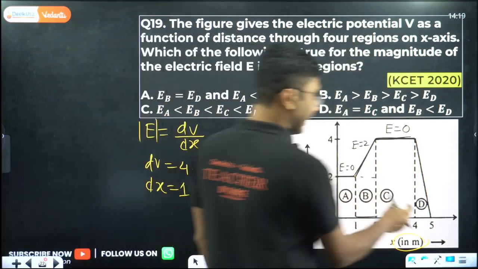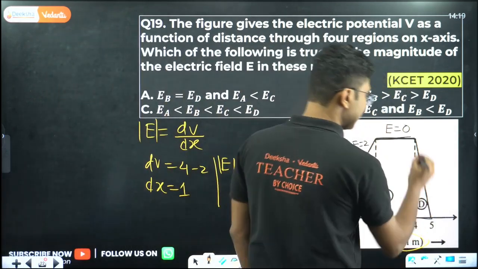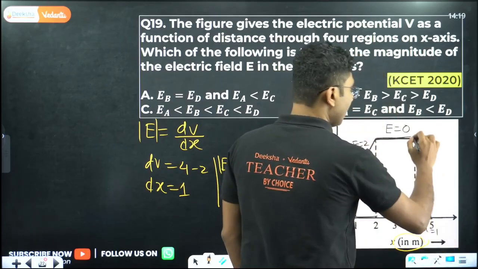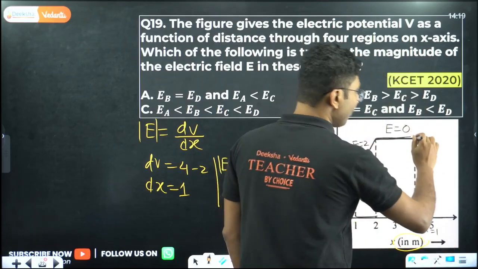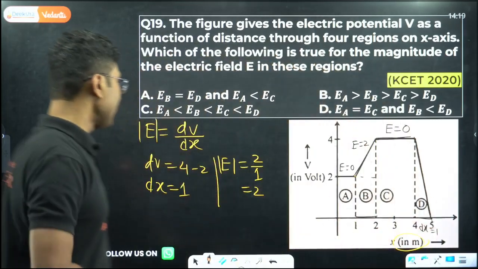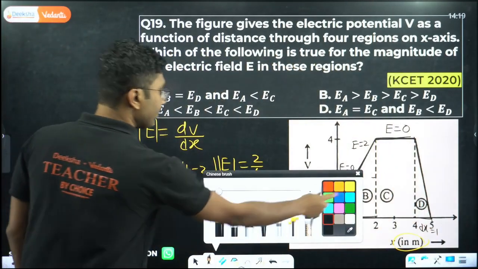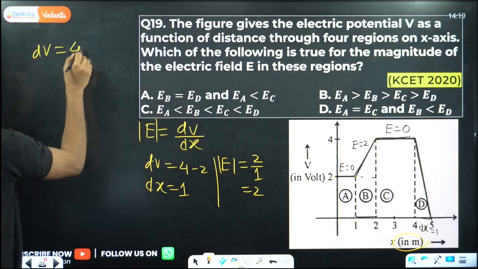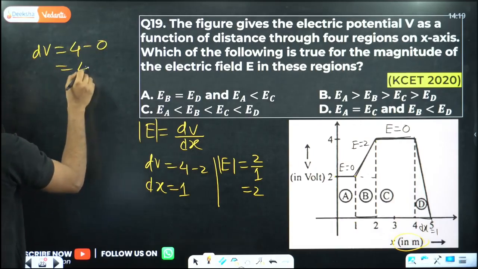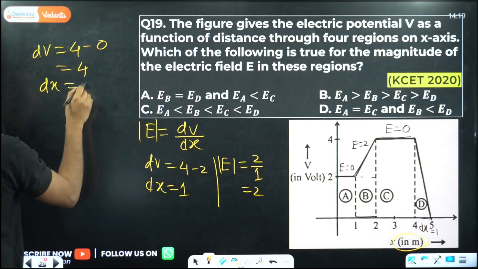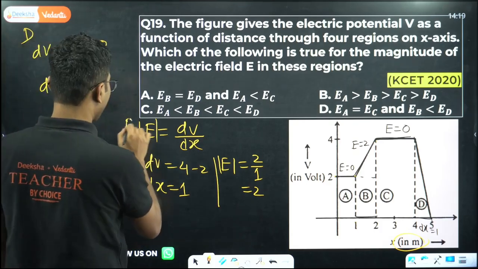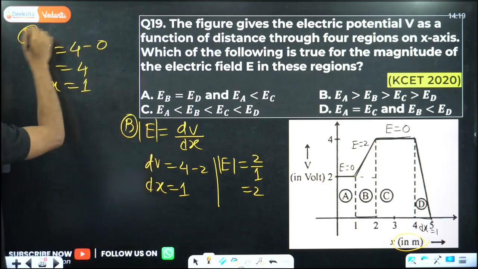Now again in this 1 meter distance, dx is 1. Voltage is now changing from 4 to 0. Voltage is dropping from 4 to 0. So what is the change in voltage? Change in voltage is 4 minus 0. Okay, so dV is 4, dx is 1. So this is for D. This one was for B. Okay, this is for D.